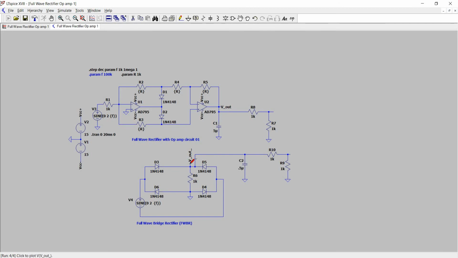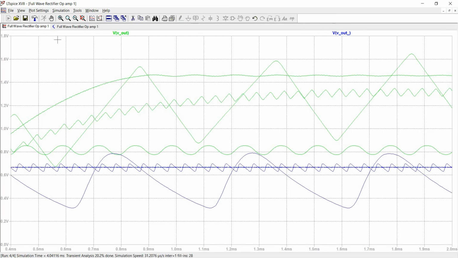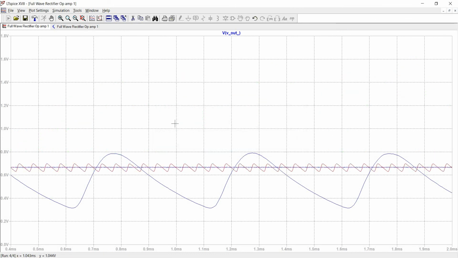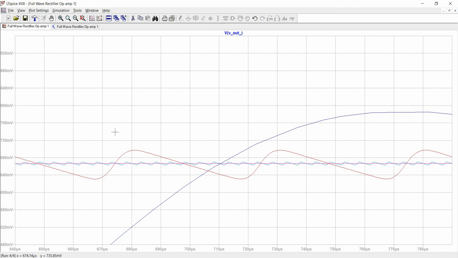And for the Vout dash, the noise level has decreased, or the minimum noise is at 1 megahertz. The pink one is the 1 megahertz.